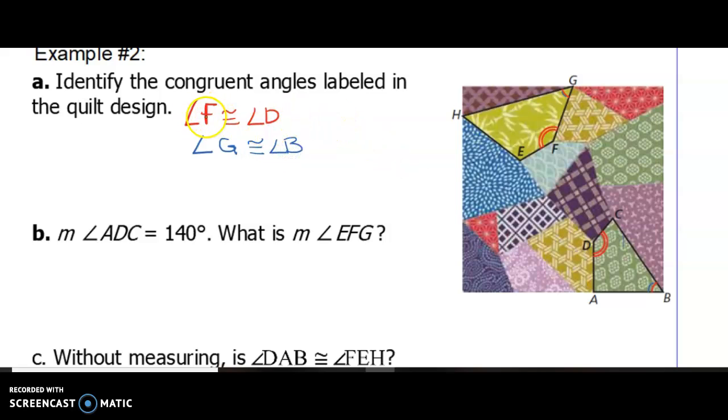Now we could have used 3 letters for all of these, and that would be okay too, but just to keep it short and sweet, I'm just going to use 1 because we can. There's only one angle at that particular vertex.